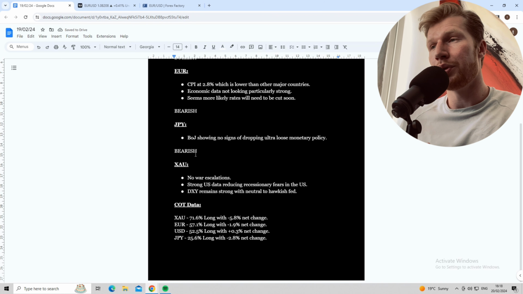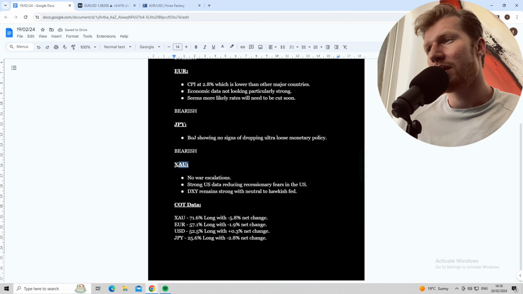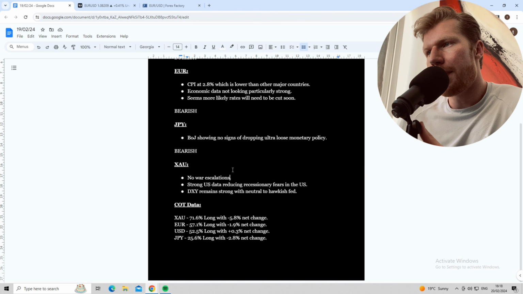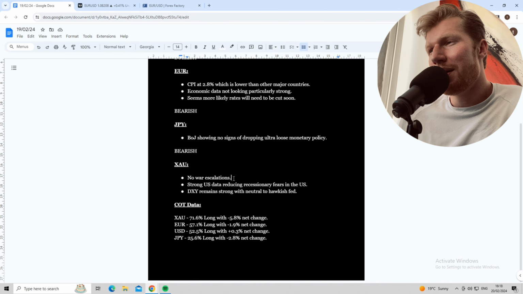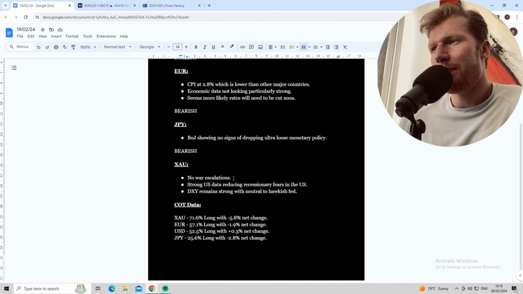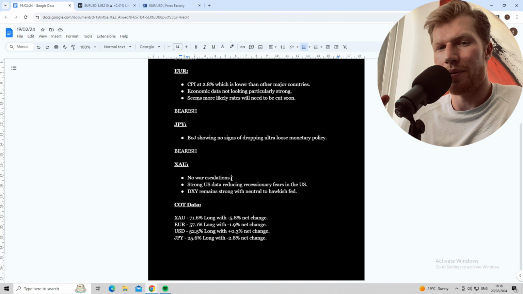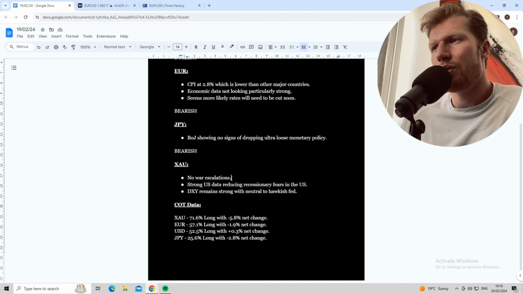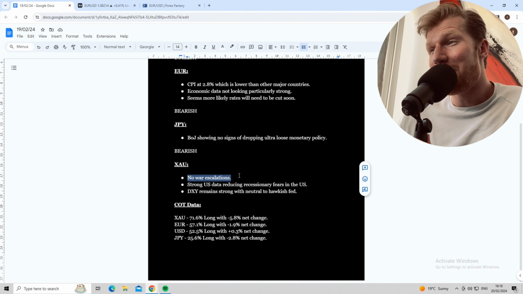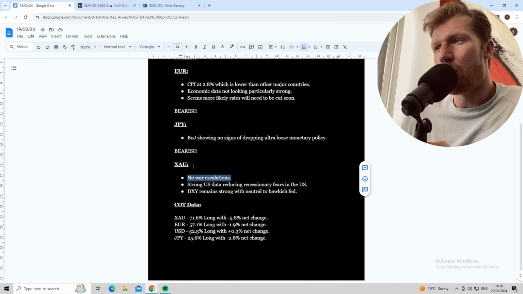And then the next one is gold. So with gold, basically, we've got the following. The main thing to look at with gold is risk sentiment and just general market sentiment and fear, right? At the moment, we don't have many escalations. We've had no war escalations. We've had little increase in tensions in the Middle East, and that is basically bringing in some weak gold. There's not much inflows in the gold.